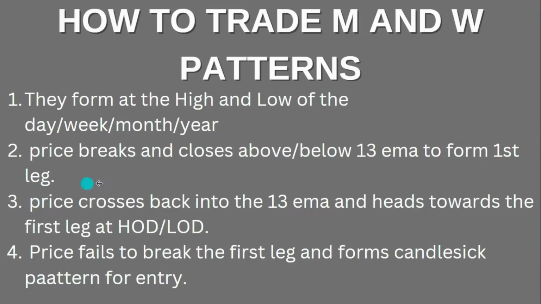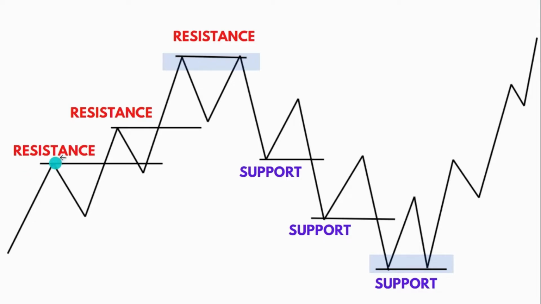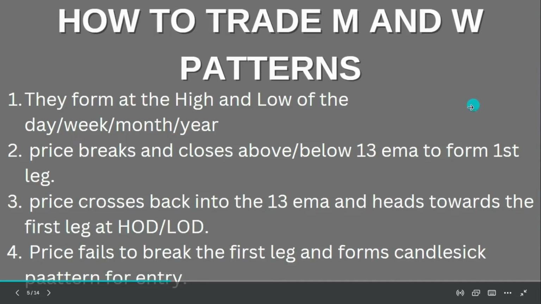So number three, price crosses back into the 13 EMA and heads towards the first leg of the high of the day or low of the day. So HOD means high of the day, and LOD means low of the day. That's exactly what I explained here. It closes below the 13 EMA and then heads back up to the high. Here it closes above the 13 EMA and heads back to the low, right?